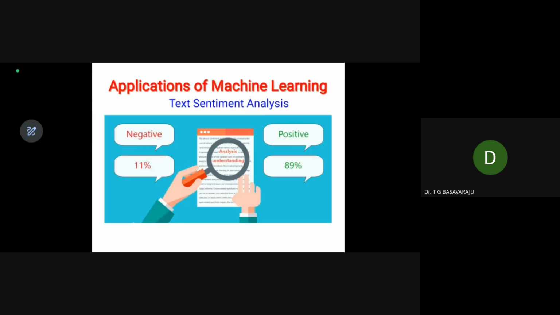And text sentiment analysis, so you can have a positive write-up or you can have a negative write-up. So just by looking at the text we can analyze the sentiment behind the written statements. So we can predict how much positivity is there, how much negativity is there. So this also has a lot of applications.